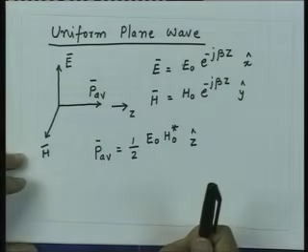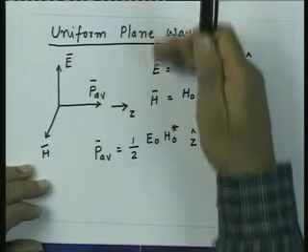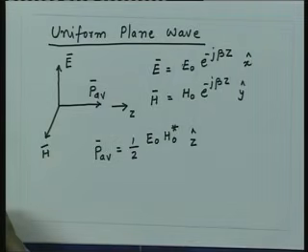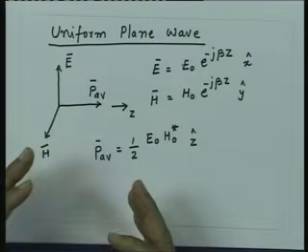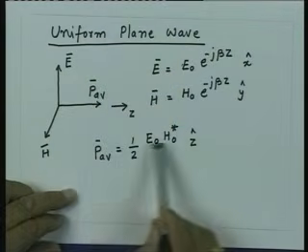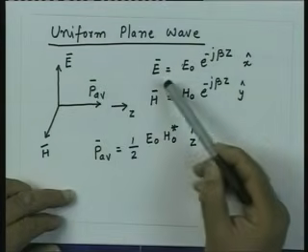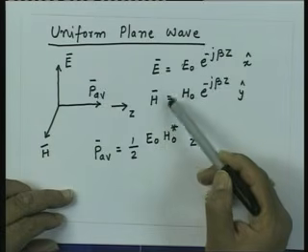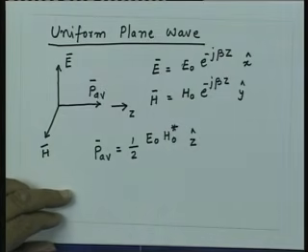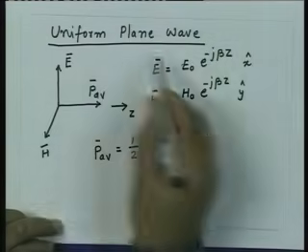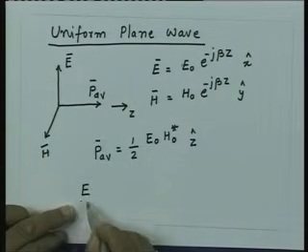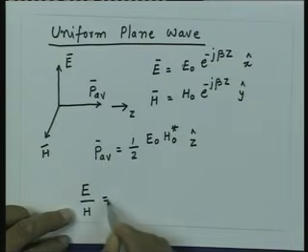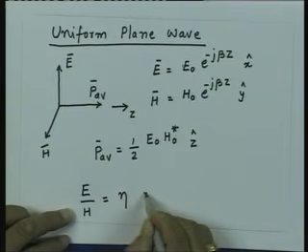Now we can take specific cases for the unbound medium in which the uniform plane wave is propagating. We can take first a medium which is a dielectric medium. For a dielectric medium, or in general if I take an unbound medium, we know there is a relationship between the magnitudes of the electric and magnetic fields, related through what is called the intrinsic impedance of the medium.